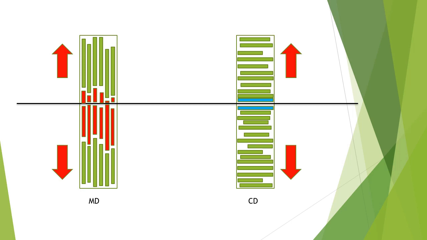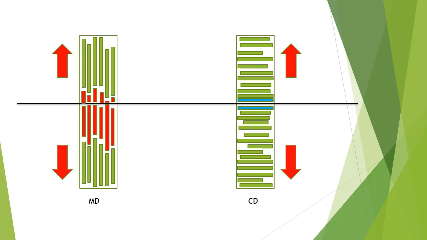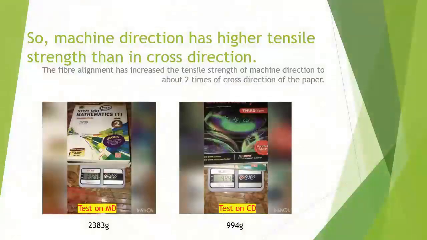For machine direction, the force needed to break the paper is what it needs to break the individual fiber, while for cross direction, the force needed is only to break the weak interfiber bonding. For your information, individual fiber strength is much stronger than the interfiber bonding. Hence, it is harder to break the fiber in the machine direction. Thus, machine direction has higher tensile strength than cross direction.